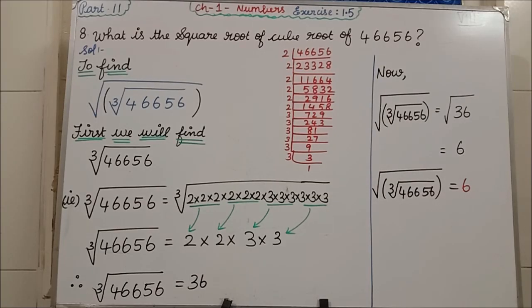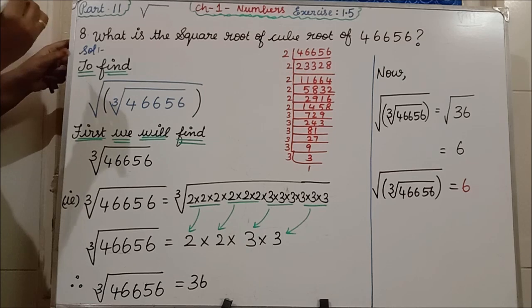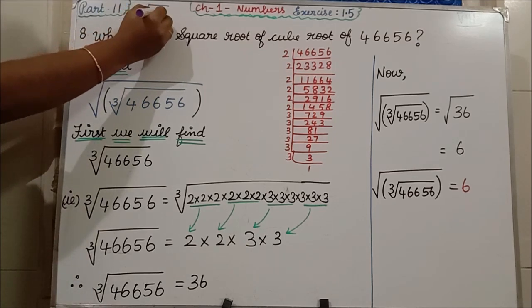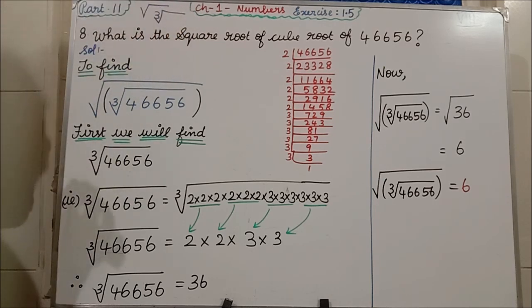Question: what is the square root of cube root of 46,656? Students, in this question we have to find the square root as well as the cube root of 46,656. See, what they are saying is to find this square root, how will we denote it? Square root we will simply write like this. Cube root, how will we write? Inside the square root symbol you will write 3, that is the cube root.